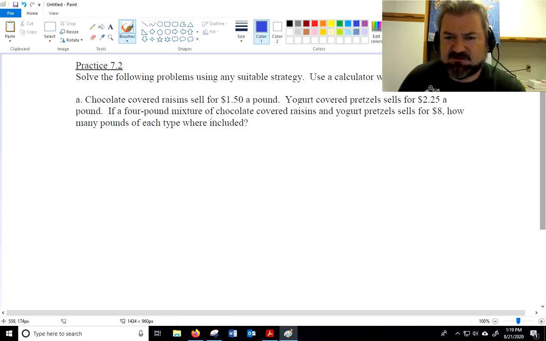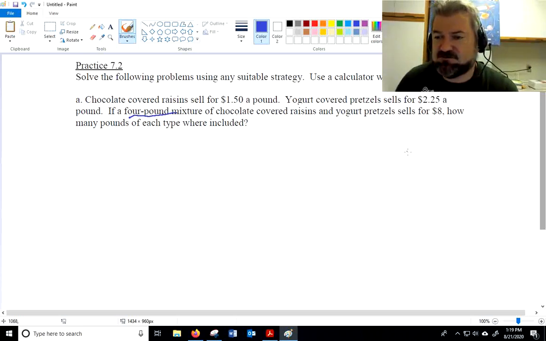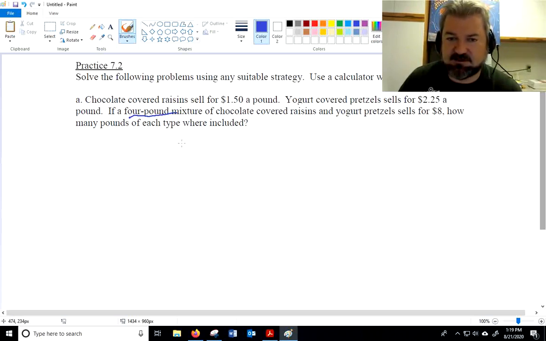Okay, chocolate-covered raisins sell for $1.50 a pound. Yogurt-covered pretzels sell for $2.25 a pound. If a 4-pound mixture of chocolate-covered raisins and yogurt pretzels sell for $8, how many pounds of each type were included? Okay, so I'm gonna let X be chocolate-covered raisins.